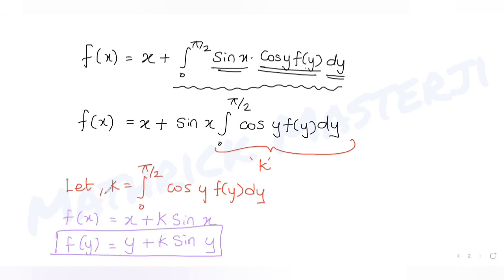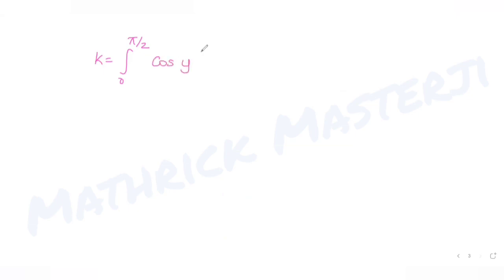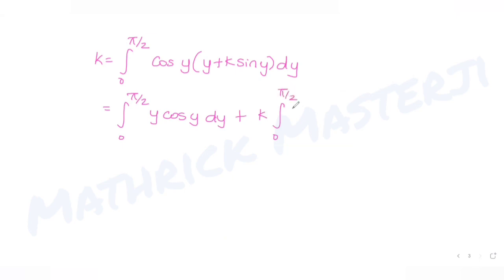Now let's try to evaluate this value of k. k has the limits from 0 to pi over 2, and you get cos y into f of y, which is y plus k sine y, dy. So you get the integral from 0 to pi over 2 of y cos y dy plus k times the integral from 0 to pi over 2 of cos y sine y dy. Now let's try to solve them. Let's say this is your first integral, and this is your second integral.